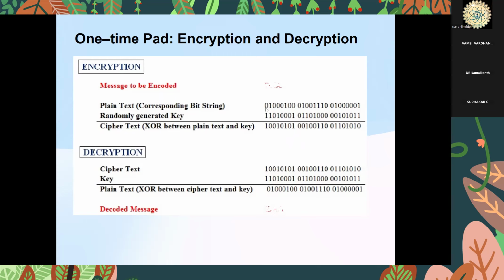If you perform XOR between 0 and 1, what is the output? 1. If the bits are the same, we get 0; if the bits are different, we get 1. So 0 and 0 gives 0. This is the ciphertext. Similarly for decryption, we take the ciphertext and the key, and we get back the same plaintext. So for encryption and decryption, we use the simple XOR operation. This is all about the one-time pad.